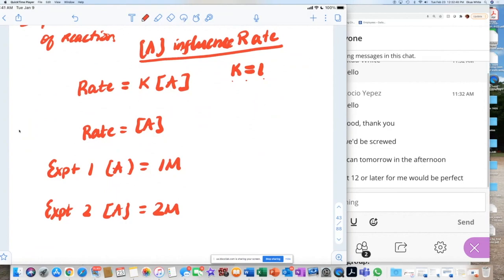We can predict one is half, it's going to be faster or going to be slower. So when I work this out, I end up with the question okay, divide by 2.